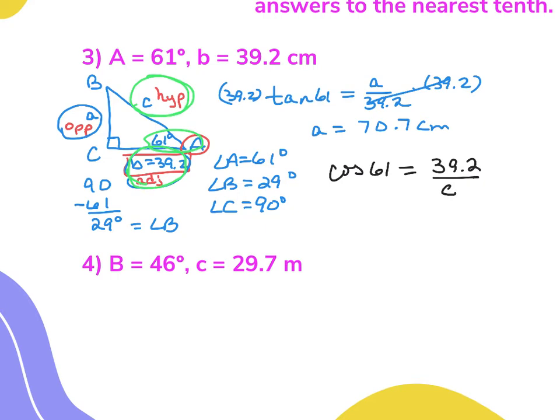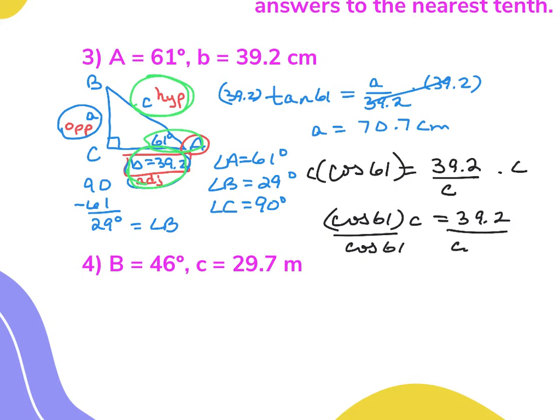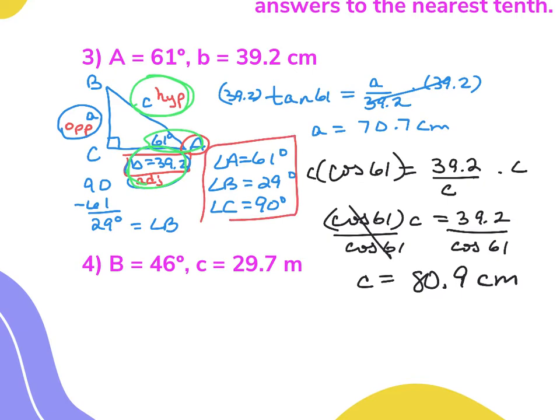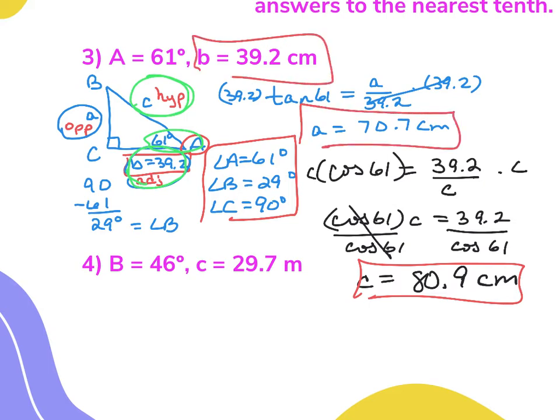I need to get the variable out of the denominator, so I'm going to multiply both sides by C. So now I have cosine of 61 times C is equal to 39.2. I'm now going to divide both sides by cosine 61. And C is equal to 80.9. And again, these are centimeters. So now I've found all three angles and all three sides. So I have little c here, little a, and little b was given to me.